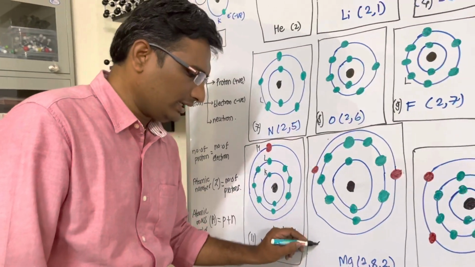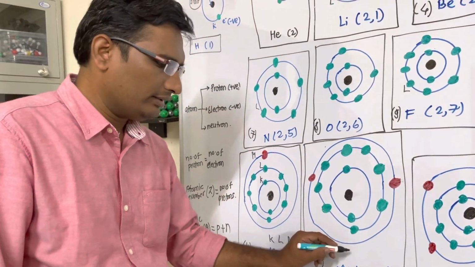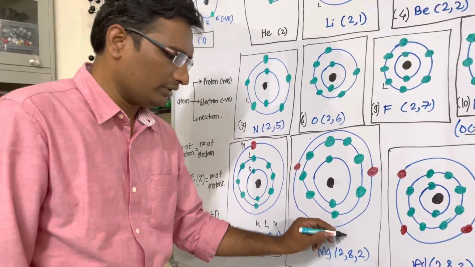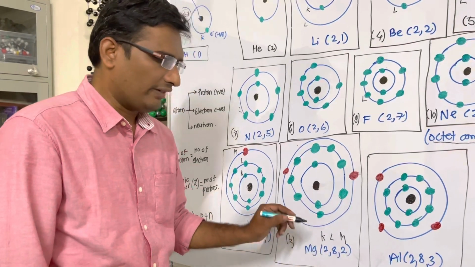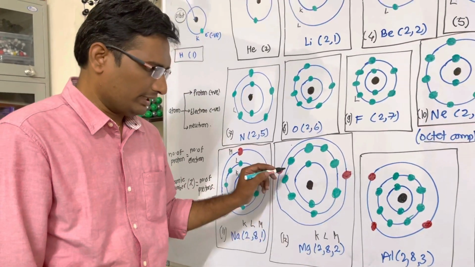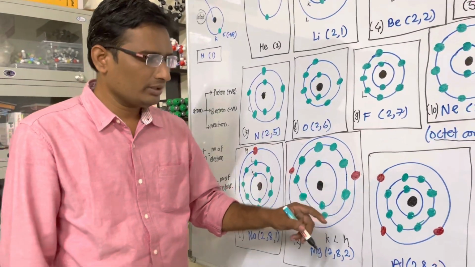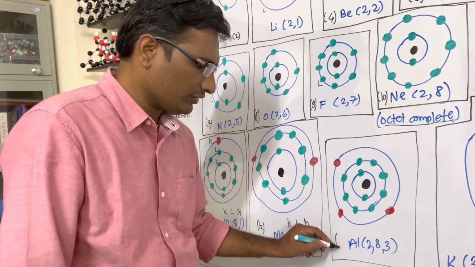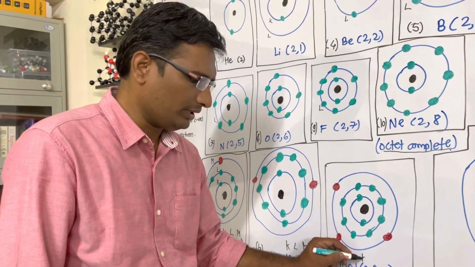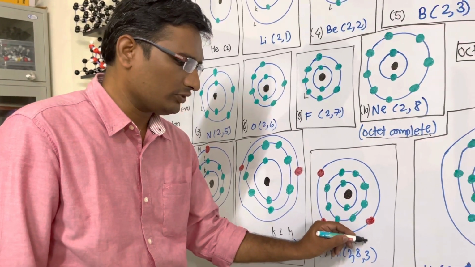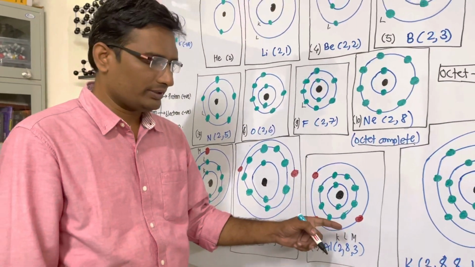When it goes to magnesium with atomic number 12, the K shell contains 2 electrons, L shell contains 8 electrons, and the outermost valence shell contains 2 electrons again, which are shown here in red. Going ahead to aluminium, we have 13 electrons in total, and here now we can comprehend that the outermost shell is going to contain 3 electrons.